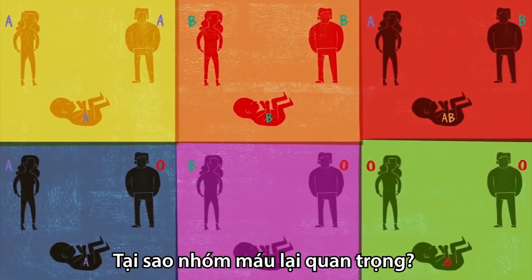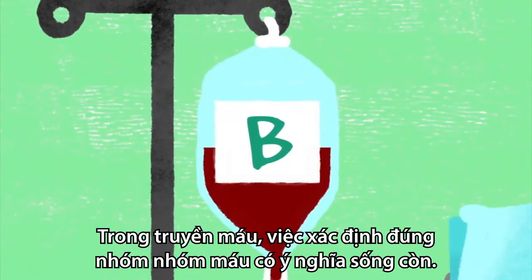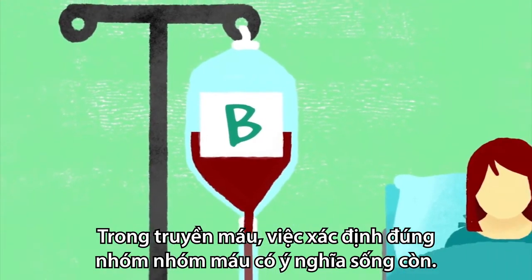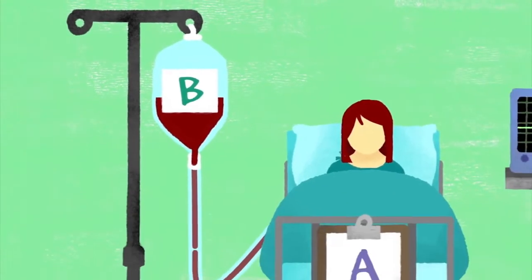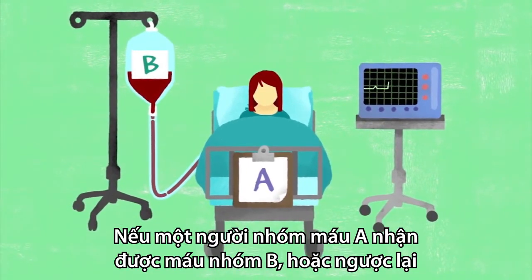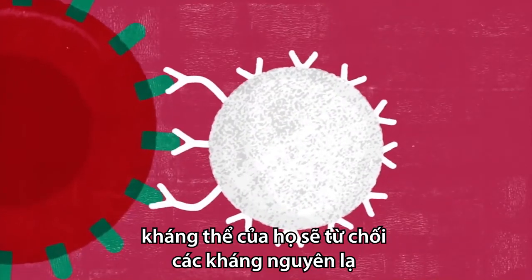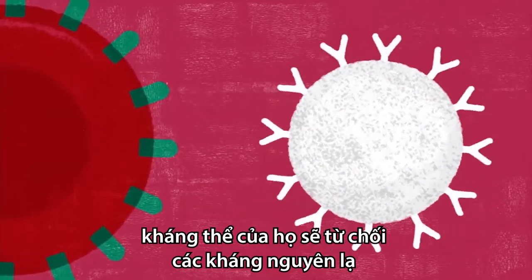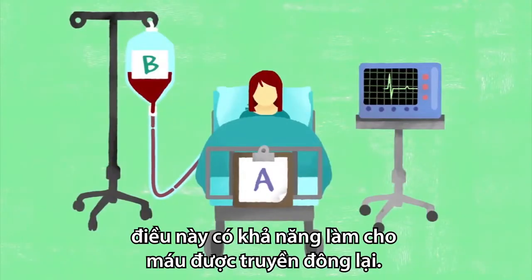Why do blood types matter? For blood transfusions, finding the correct one is a matter of life and death. If someone with type A blood is given type B blood, or vice versa, their antibodies will reject the foreign antigens and attack them, potentially causing the transfused blood to clot.